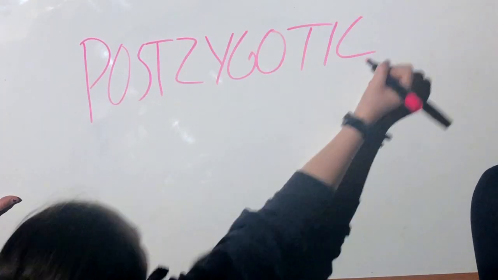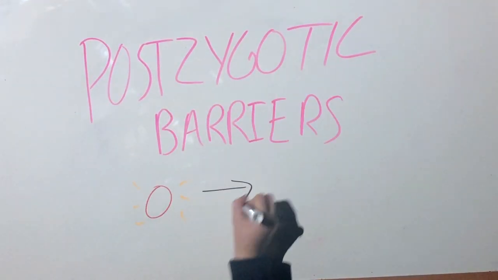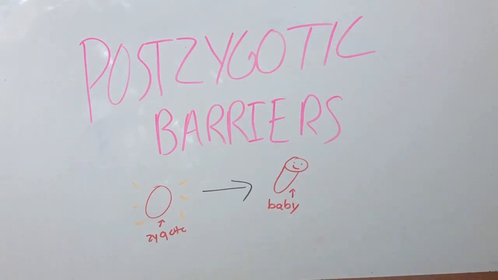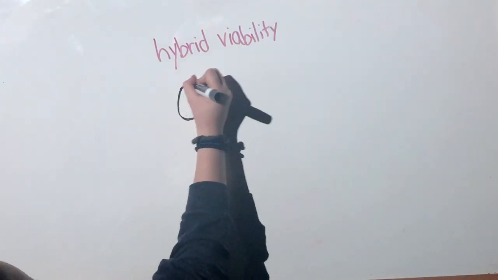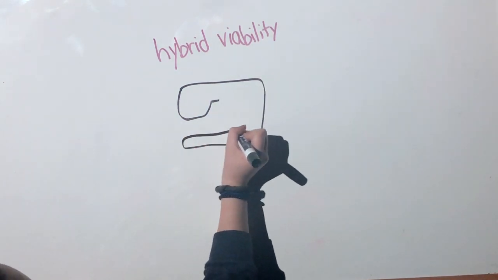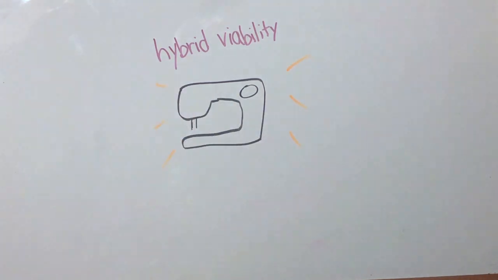Now that we're done with all the types of prezygotic barriers, let's move on to postzygotic barriers. Remember, these are barriers that happen after fertilization. Our first example of a postzygotic barrier is reduced hybrid viability. This is when offspring is made, but it is too weak to live long enough, so it unfortunately dies early, never getting the chance to reproduce.